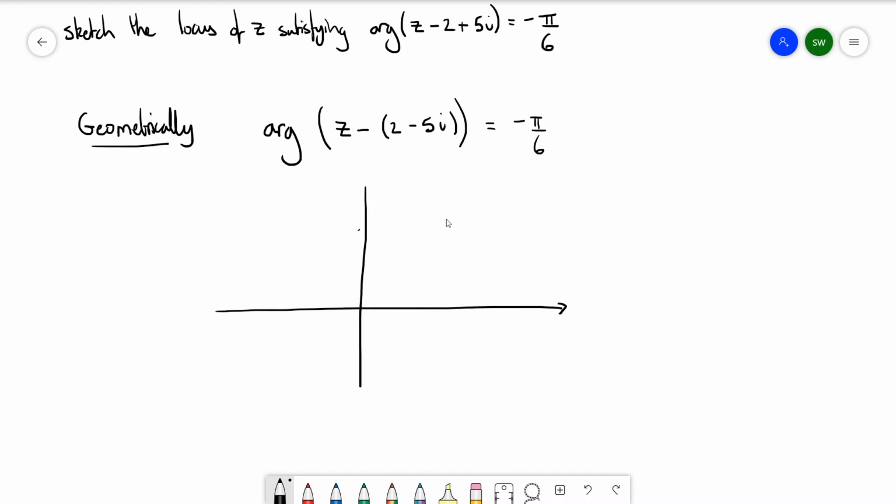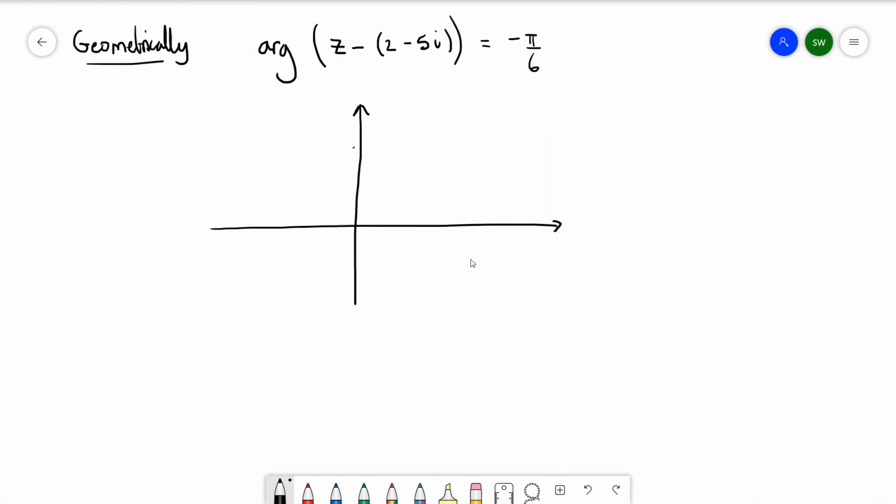the complex number that we're subtracting from z. So let's sketch that on an Argand diagram. So we've got that complex number there, 2 minus 5i. So what we've got to do now is think about this: z minus 2 minus 5i is the vector that starts at 2 minus 5i and goes to z.